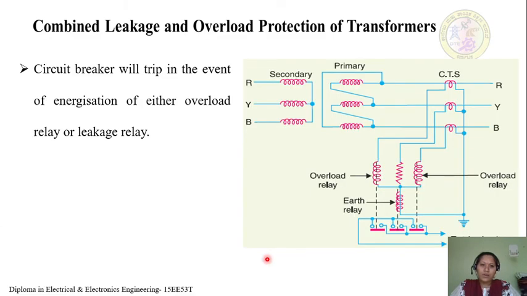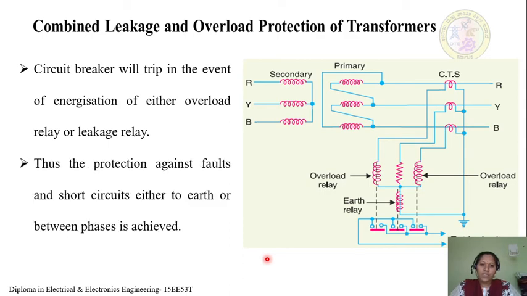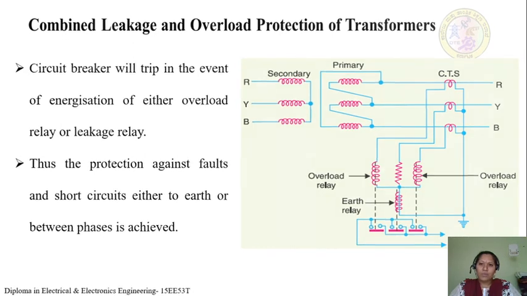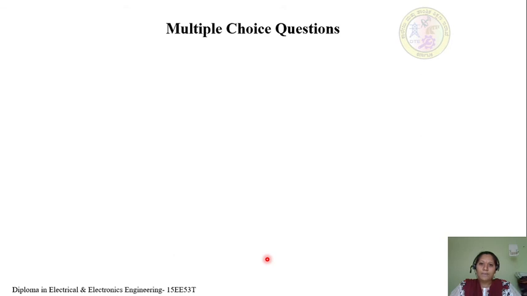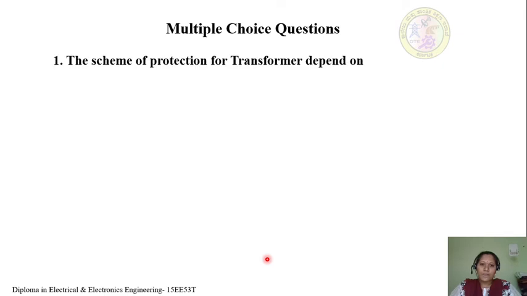The circuit breaker will trip in the event of energization of either overload relay or leakage relay. Thus, the protection against the faults and the short circuits either to earth or between the phases is achieved. So this combined leakage and overload protection of the transformers operates for both phase-to-phase faults as well as for the earth faults. Now we'll see some multiple choice questions.